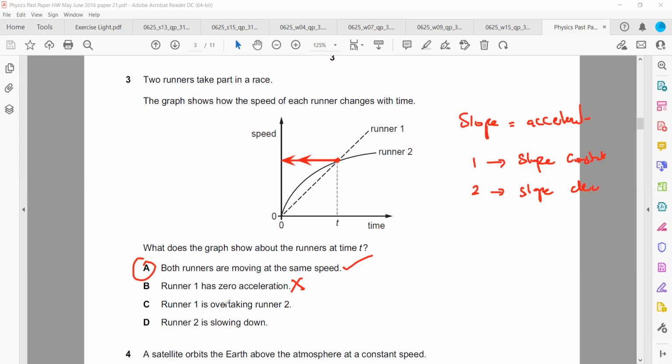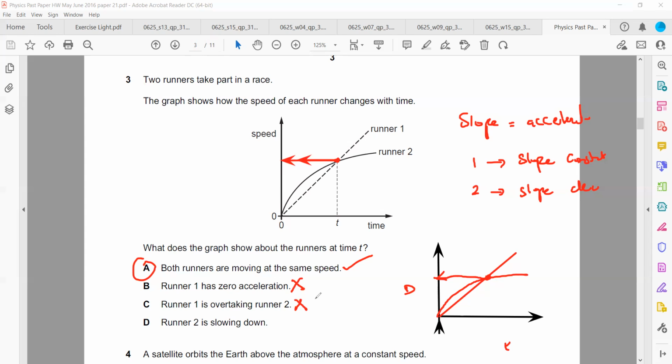Runner 1 is overtaking runner 2. This is not a distance time graph. If it was a distance time graph and the shape was identical, then this statement would be right, because we know how much distance is traveled by one object compared to the other. So if it was a distance time graph and we had this point t, we could say this is the point when runner 1 is overtaking runner 2, but this is not a distance time graph, it is a speed time graph.